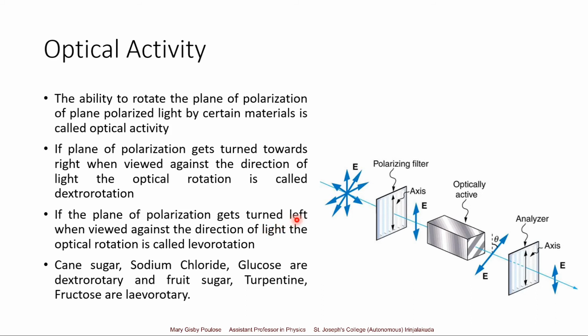Now, we understand that certain crystals have the ability to change or shift the plane of polarization of light. This ability to rotate the plane of polarization of light by these materials is called optical activity. If the plane is shifted towards the right, it is called dextrorotation, and if the plane of polarization is shifted towards the left, it is called levorotation. Cane sugar and sodium chloride are dextrorotary materials, whereas turpentine and fructose are levorotary materials.